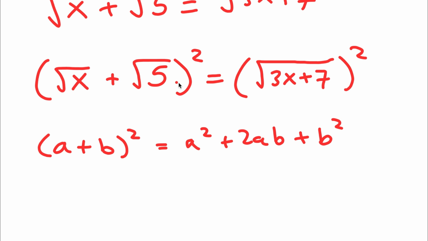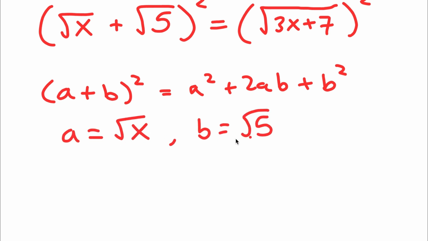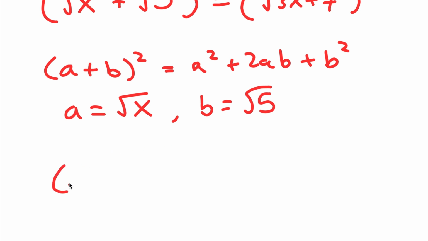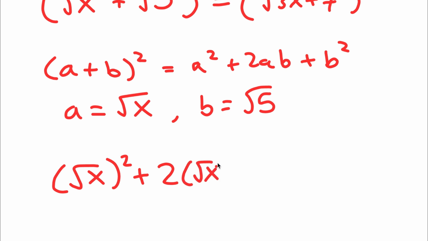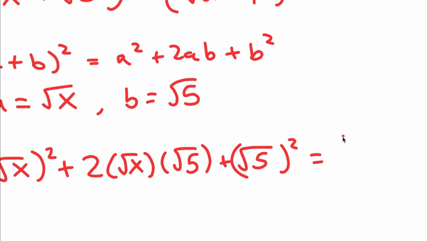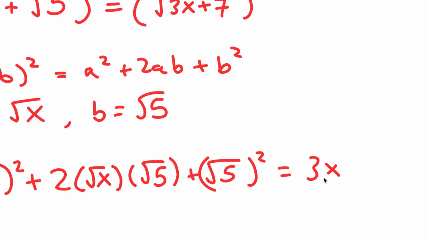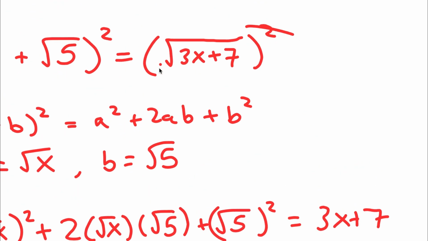So, the square root of x plus the square root of 5 squared is equal to, in this case, a is the square root of x and b is the square root of 5. So, I get the square root of x squared plus 2 times the square root of x times the square root of 5 plus the square root of 5 squared is equal to the square root of 3x plus 7 squared, which is just 3x plus 7, because the square and the square root cancel out.